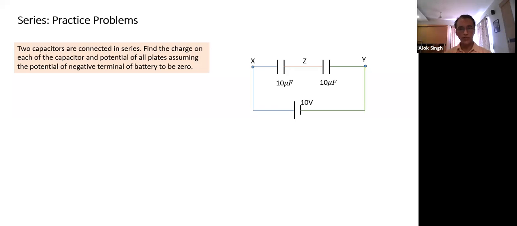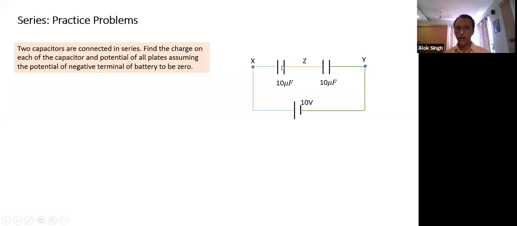assuming the potential of the negative terminal of the battery to be 0. So I am assuming the potential of this terminal of the battery to be 0. Everything shown in green color has a potential of 0. Since the battery has a potential of 10, with the negative plate being 0, the positive plate has a potential of 10. Anything in blue color has a potential of 10.